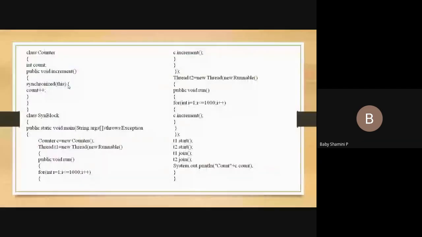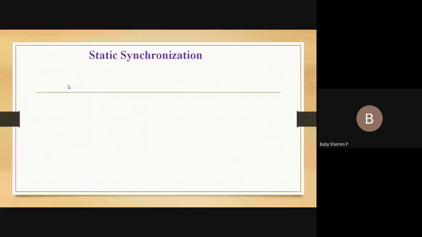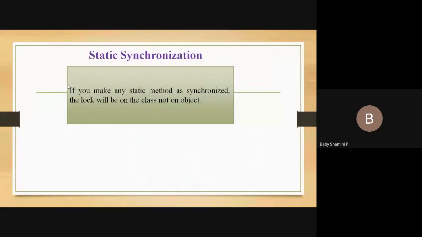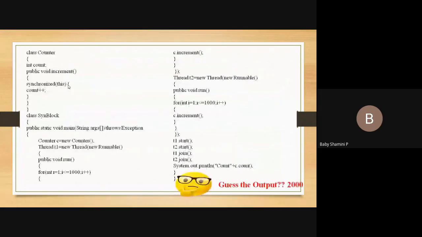Next we have static synchronization. Same procedure. Here we are declaring the method as static synchronized. If you are declaring the keyword static followed by the synchronized keyword, that comes under the concept of static synchronization. In the previous example, if you lock the particular resource, the lock will be on the particular object. For example, see the previous example.